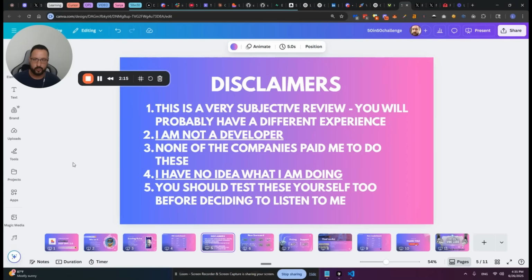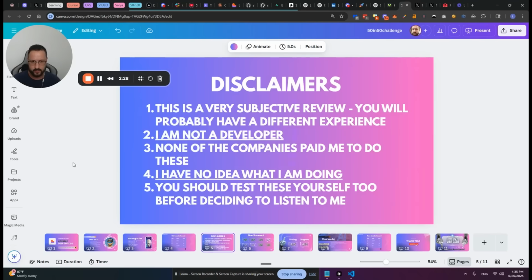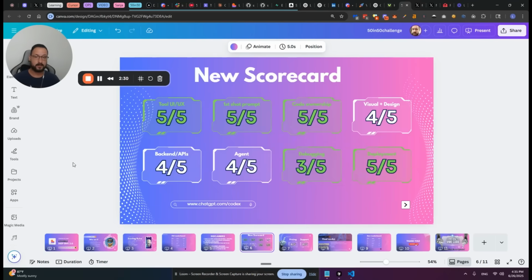I don't have the old score with me for Lovable, but I can remember how it looked. And I definitely know what the previous score was. And you saw it. It was at 33 points. I just gave it a bit of a hair advantage over V0. Now the scoreboard looks way different.